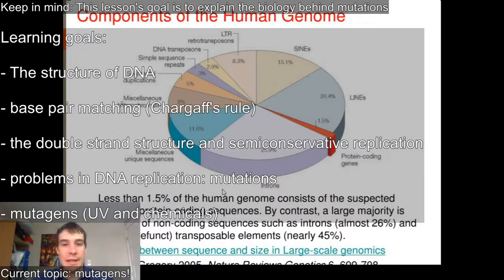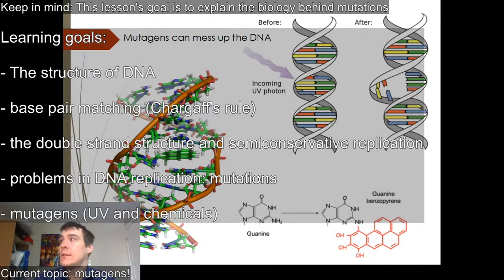And then we talked about how different mutations can occur, so point mutations and frame shift mutations. And finally, we talked about how chemicals can actually go in there and mess up the structure, and UV radiation and other kinds of radiation can go in and actually mess up the structure as well. That's it.